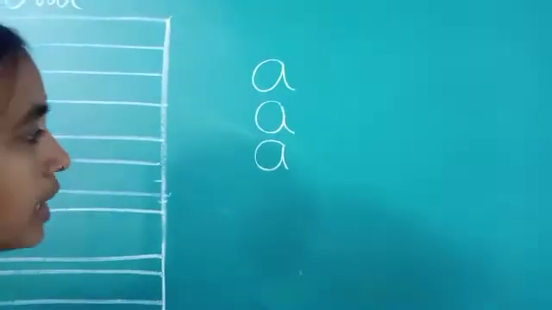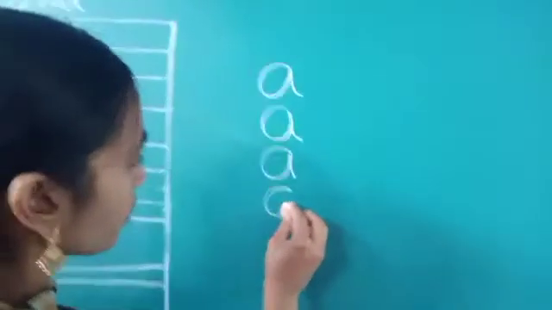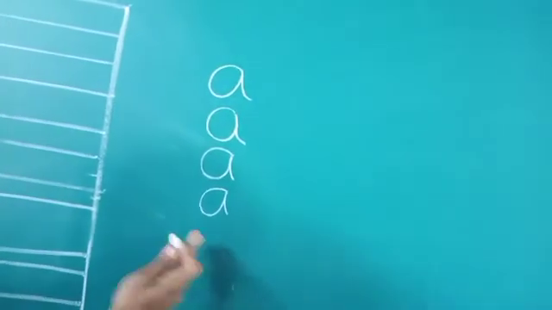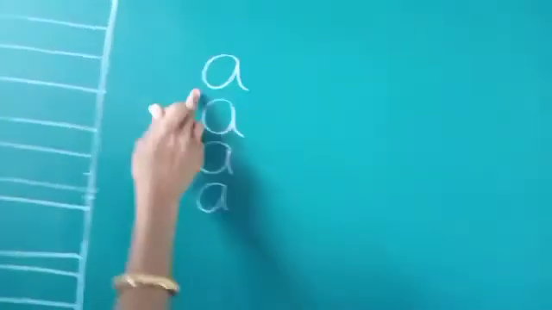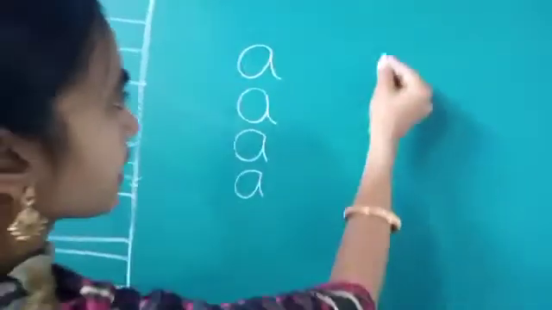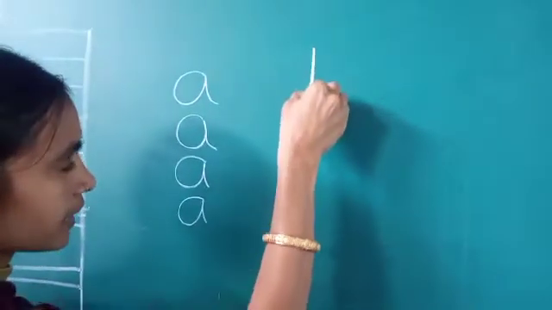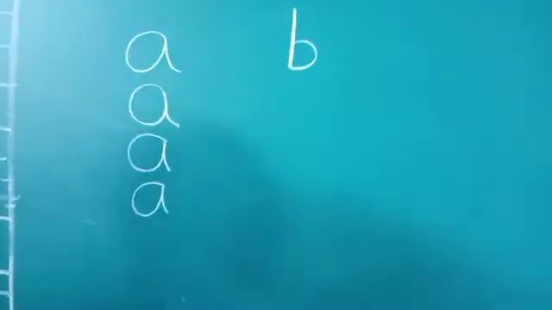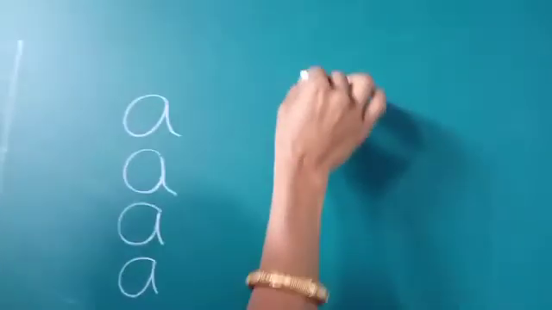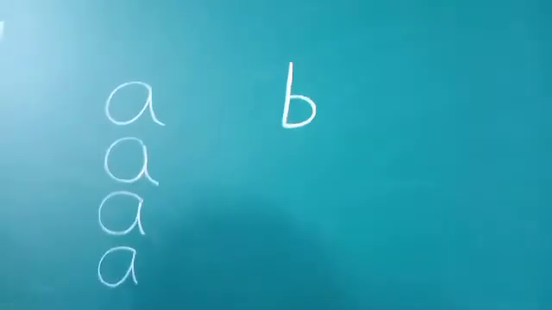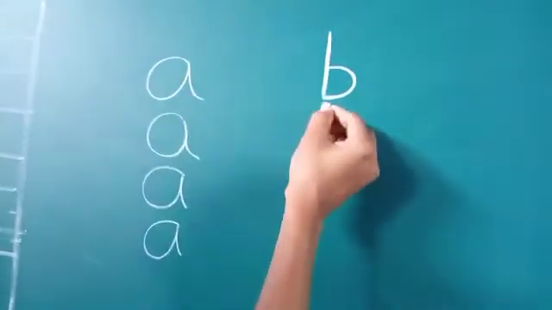Very easy, small a. See here, round and like this. Very easy. Easy means very easy. What is this? Small a. What is this, children? Small a. What next letter? Small b. Standing line and a curved line. See how easy, no? Standing line and a curved line. Small b. Small a, small b.